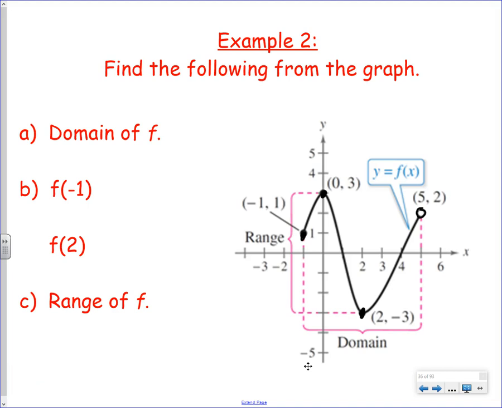You make sure you get the points. If you get the representative points, the important points, can't you just swoop and there it is, right? Exactly. Just get the important points drawn. You don't even have to label stuff. Just get a graph and get -1, 1, 0, 3, 2, -3, and 5, 2 drawn.